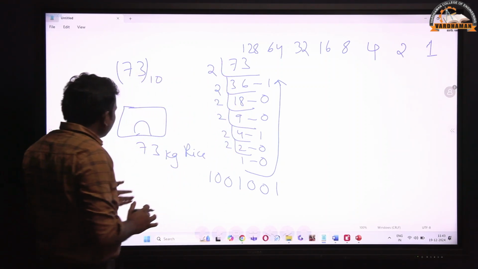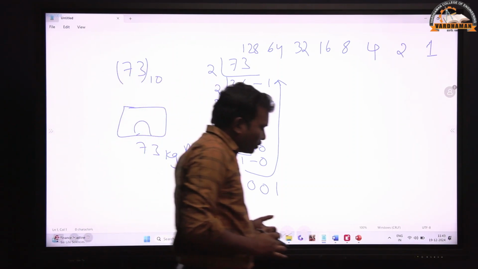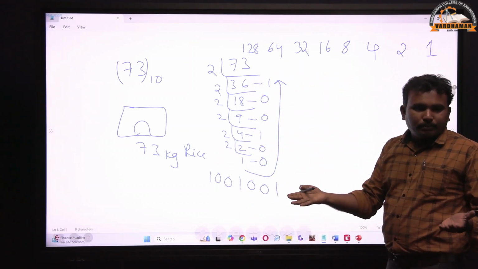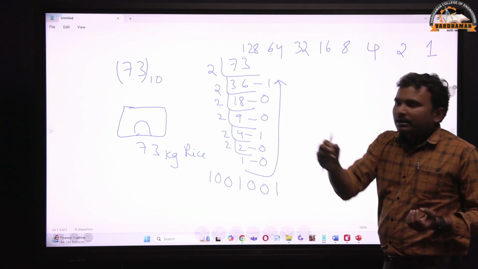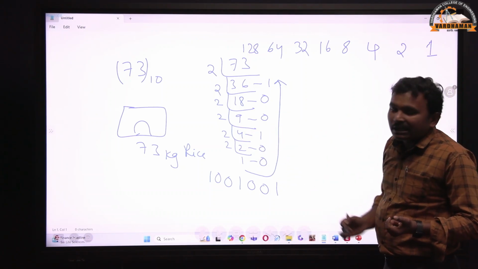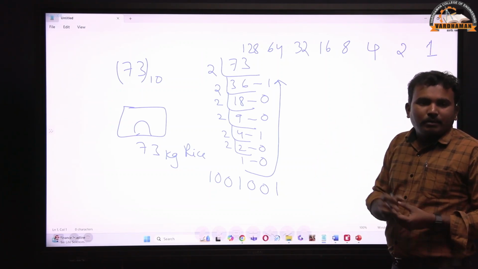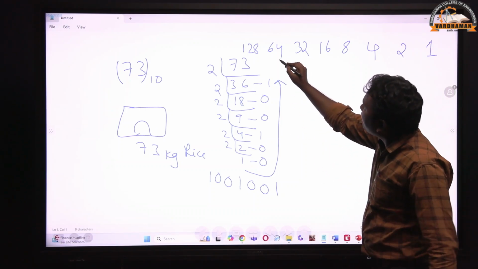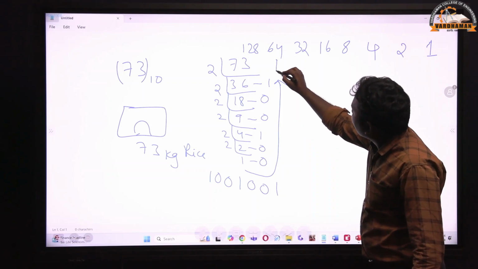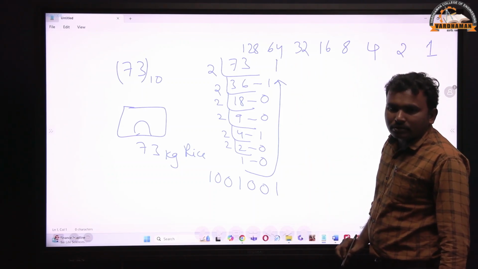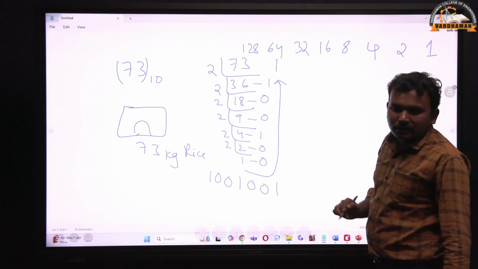Now I want to purchase 73 kg of rice. What will the shopkeeper do? He will have two basins: in one basin he will keep the weights, and in the other the rice. So how can I make 73 kg? First he will try to include fewer weights. He will start with the 64 kg weight. When you include that weight, you assume you are keeping 1. Now, if I add the 32 kg weight to it, what happens?